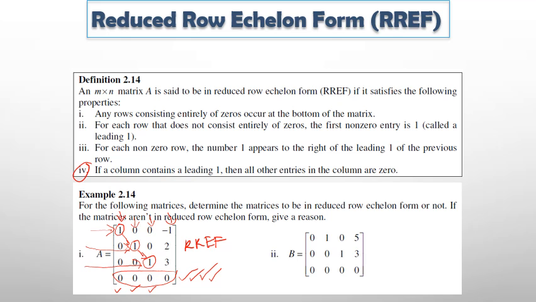Okay, let's take a look at B. For B, is there any all zeros row? Yes, it appears at the bottom. For the second property, we must see the number 1 first. Yes. And then for the third property, it appears to the right. Yes, correct. For each column with a leading 1, it must contain only 0 otherwise. Yes. So this is also RREF. That's it. Very simple.